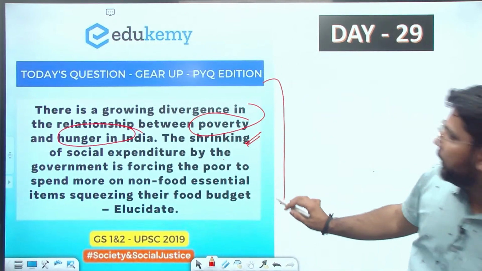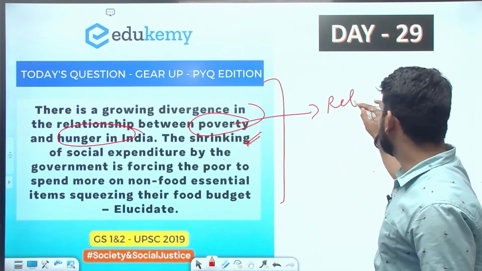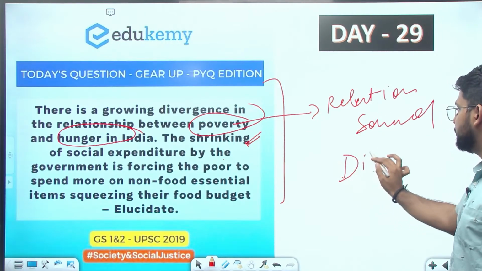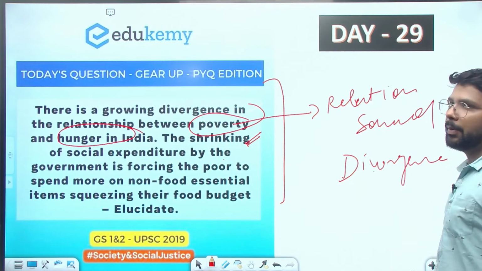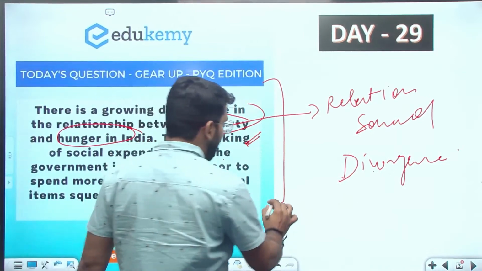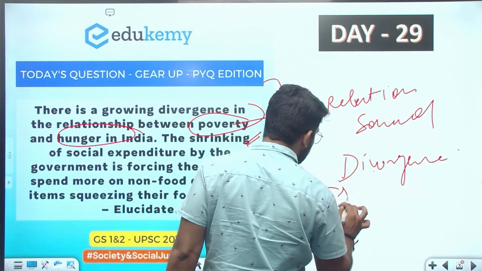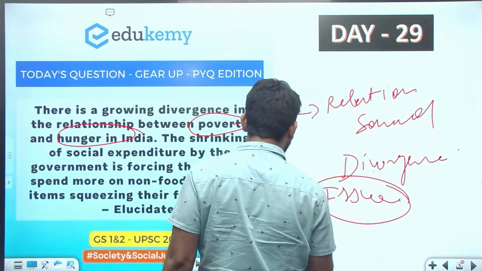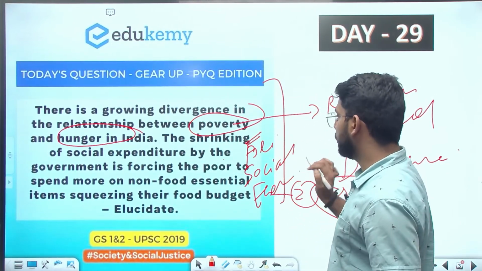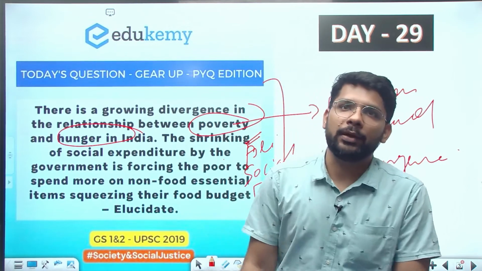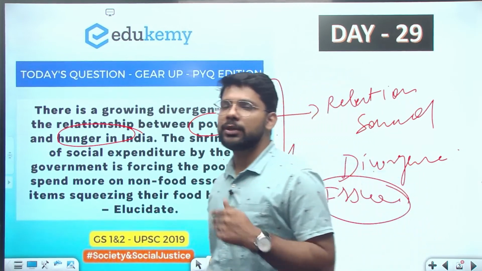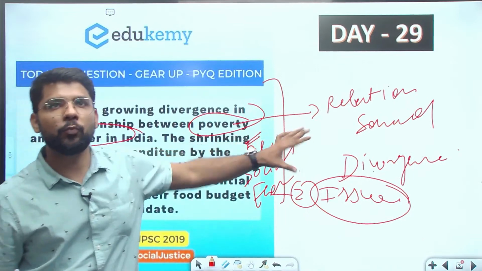In the first part of the question, we will address the relation. We will add some data on how poverty and hunger have diverged in the last 20-30 years. In the second part, we will address the issue related to lower spending, like political, social and economic issues. We will write this in the body. So we are dividing the question into three parts: the introduction, body and conclusion. In the body part, we will write these 2 points.